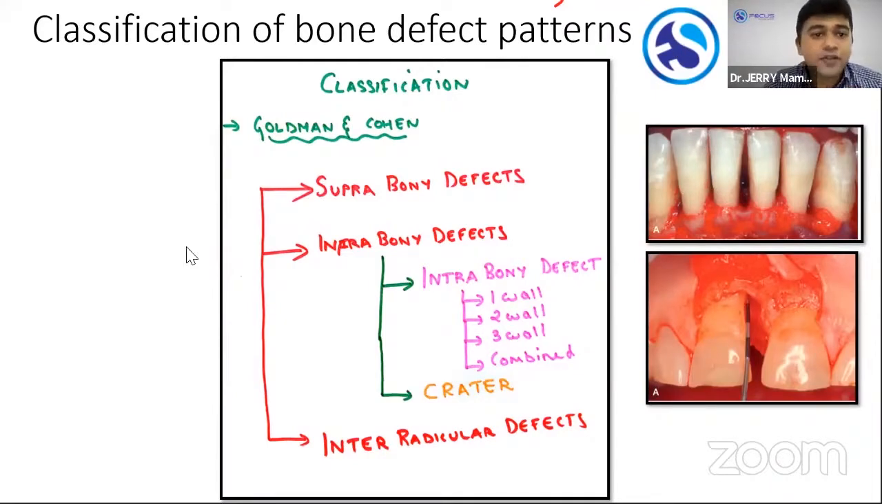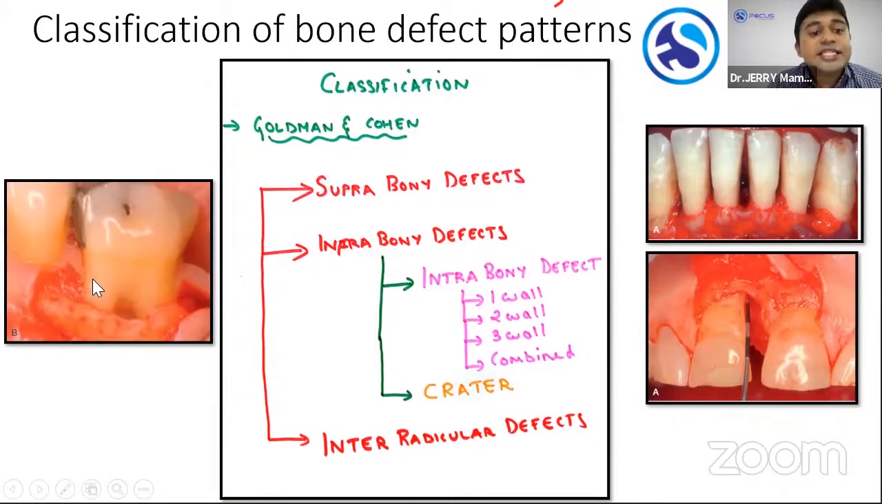Okay, and then what is the last one? Inter-radicular defect. You can see the furcation there. So that is the inter-radicular defect. Is this clear? Supra-bony, infra-bony, and inter-radicular. We will now go into the details, but I just want you to know, at least till this point, the difference between three types of bone defects: supra-bony, infra-bony, and inter-radicular defects.